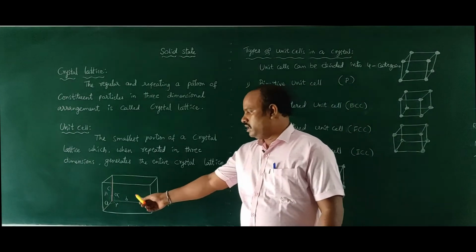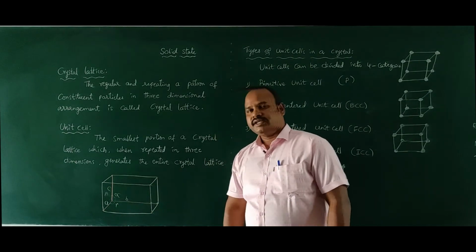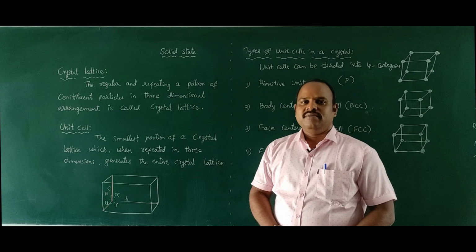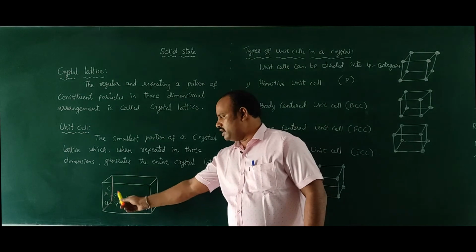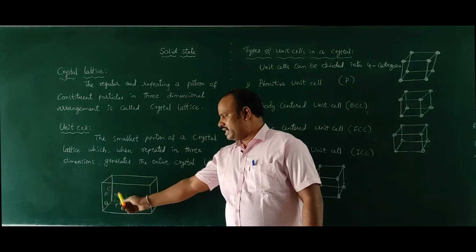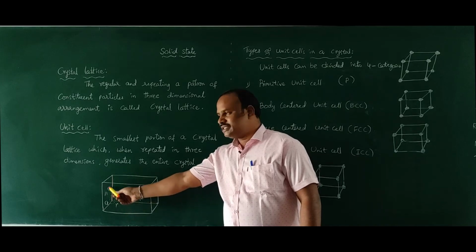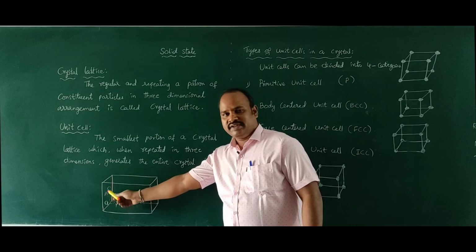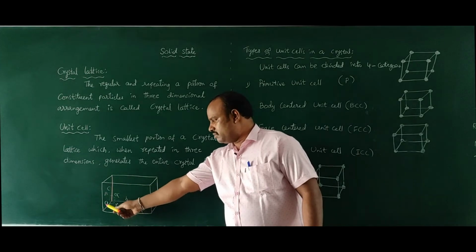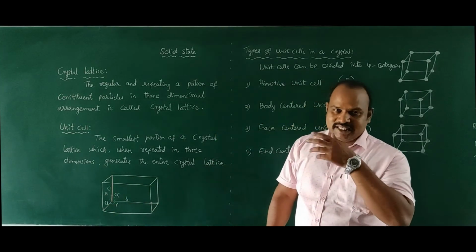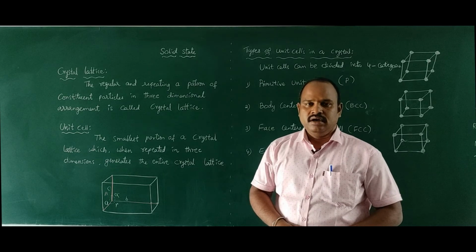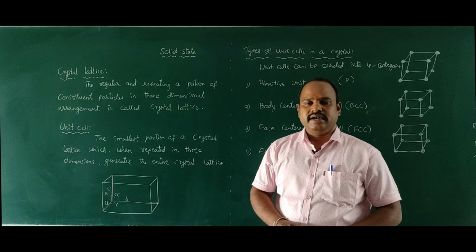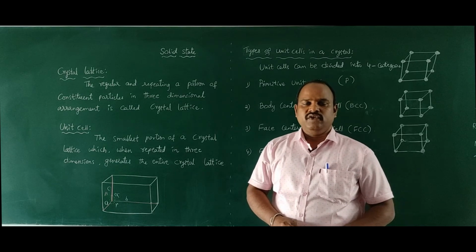In the figure here, A, B, C are the edges of a unit cell and alpha, beta, gamma are the angles between the edges. Alpha angle is present between the B and C edges, beta angle between the A and C edges, and gamma angle between the A and B edges. These three edges A, B, C and the three angles alpha, beta, gamma, all these six are named the parameters of a unit cell.